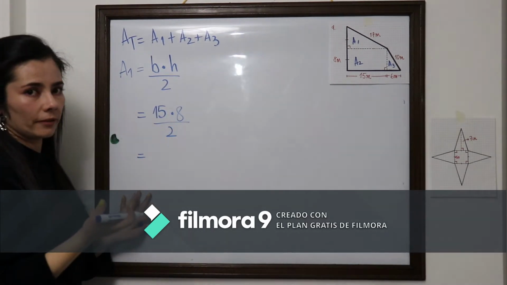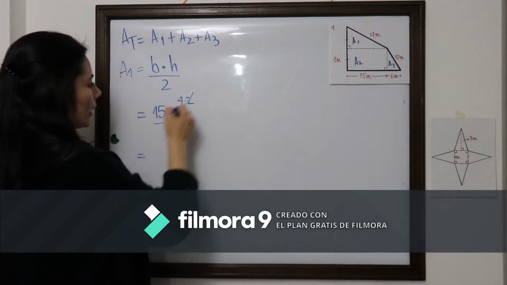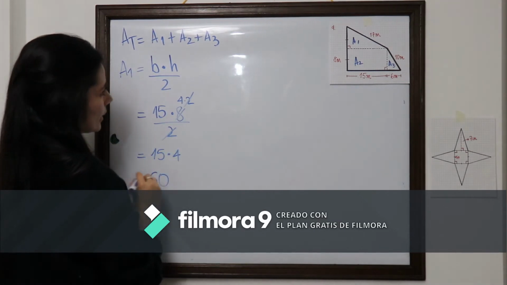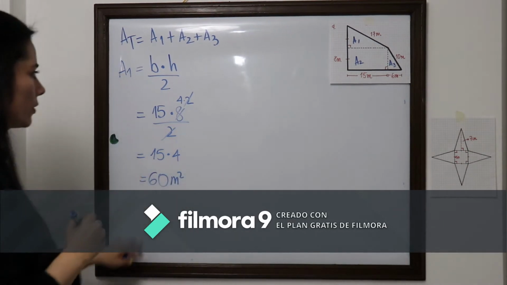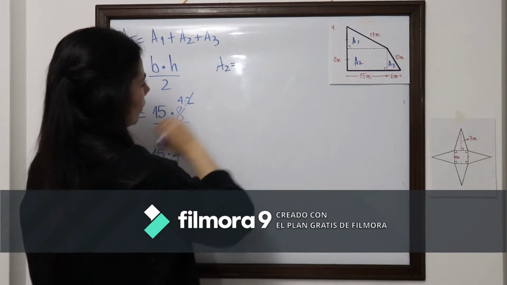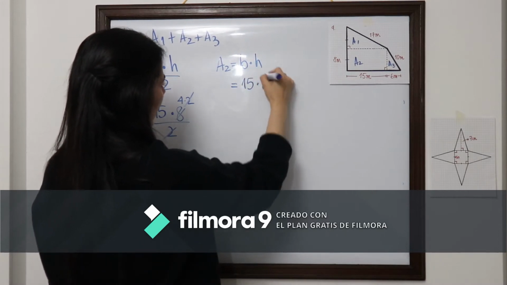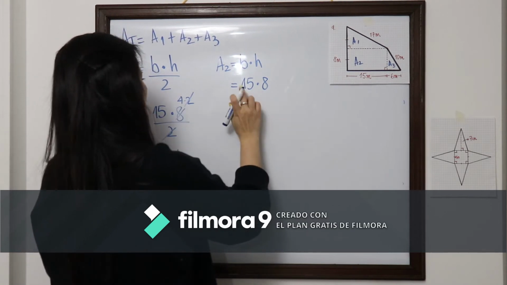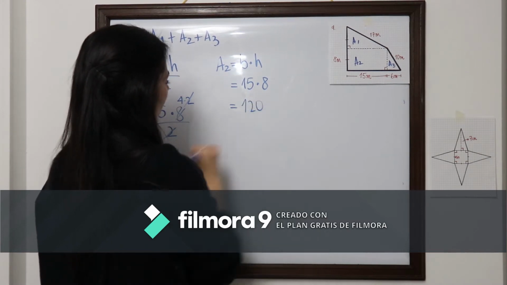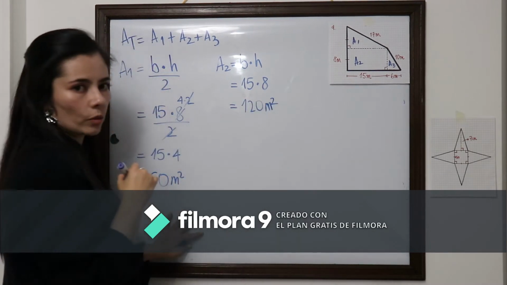Now, you know, I simplify, because my life is just easier that way. So I know this 8 is actually 4 times 2, so I can cancel the 2 and have 15 times 4, which is gonna be 60 square meters. That is the first area. Now the second area is just gonna be a rectangle, which is base times height. And we know that's gonna be 15 times 8, which of course gotta be 80 and 40, 120? Yeah, I believe so. 40, yeah, that's right. And so that's also 120 square meters, right?